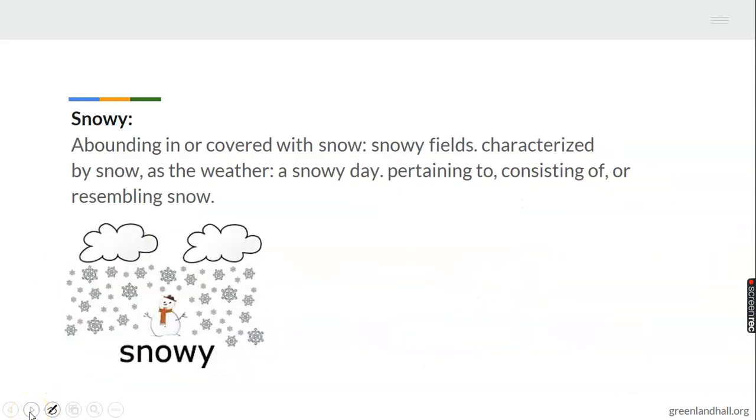Then we have snowy. Do you remember Frosty the Snowman? Oh, we know in December. Yeah, but I used to like that song.